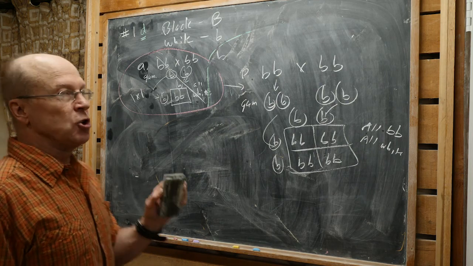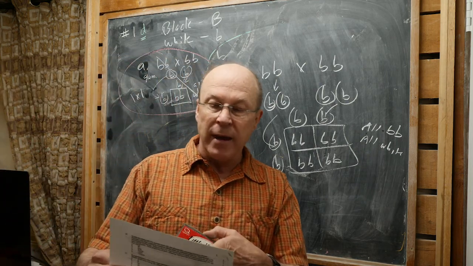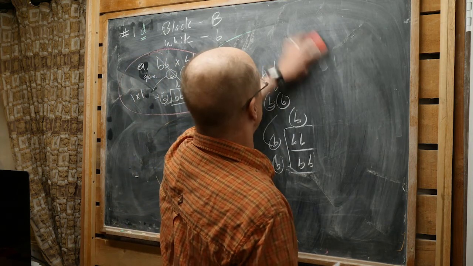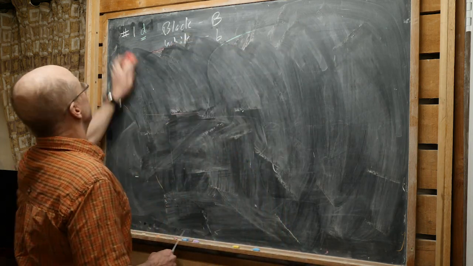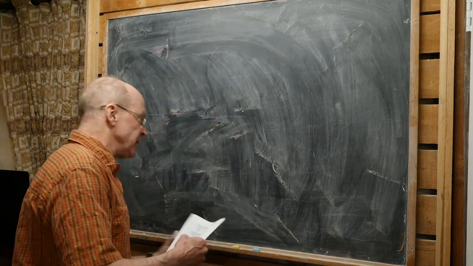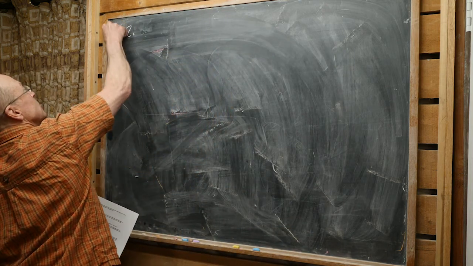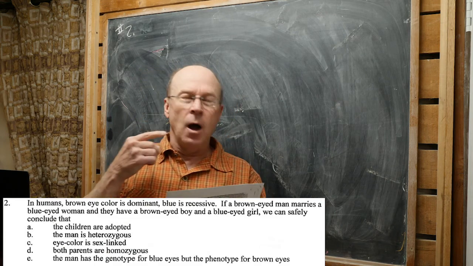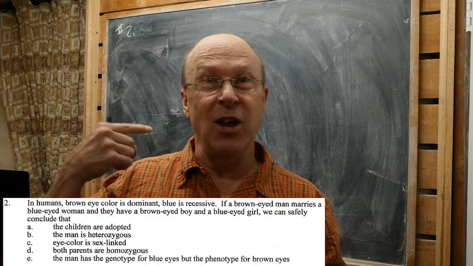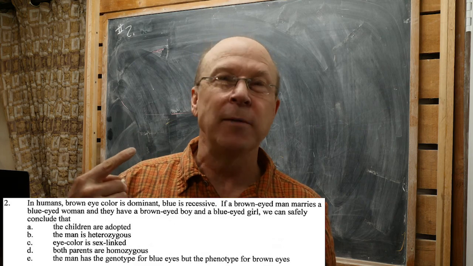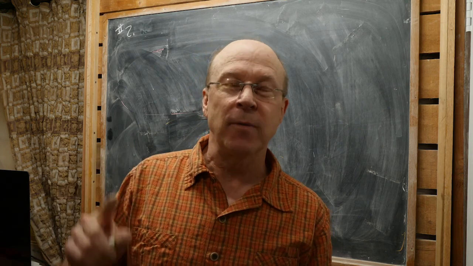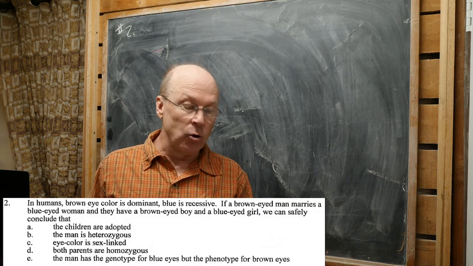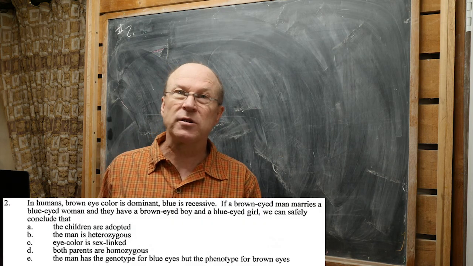We're going to do number 2 because number 2 has different kinds of answers in the problem. This question number 2 is in humans. We're going to actually oversimplify human eye color, by the way. We're going to make it real simple, and that's what this question does. So in humans, brown eye color is dominant, blue is recessive.